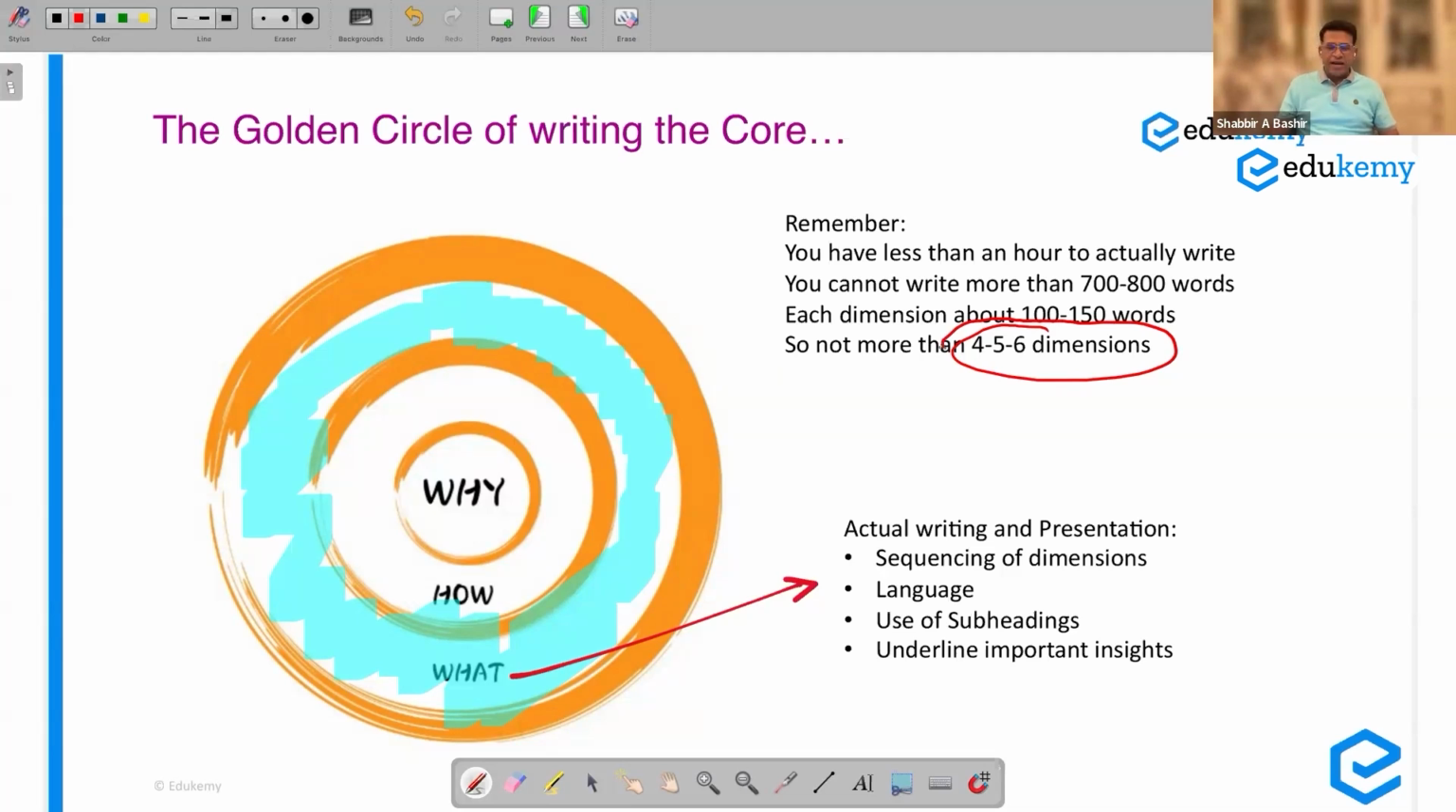So keeping in mind the time that you have and the words that you can write down, you should not attempt more than 5 or 6 dimensions. And each dimension about 100 to 150 words. So I'm looking at each dimension written in about 1 to 2 pages maximum. You can't go beyond this. So I hope I've explained the why of the body, and I've explained the what of the body.